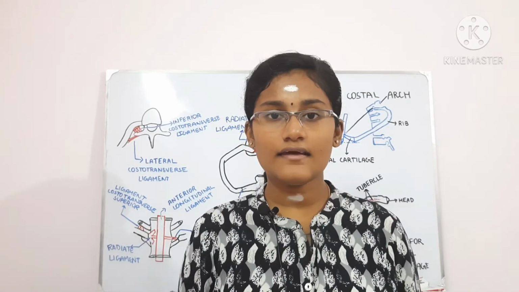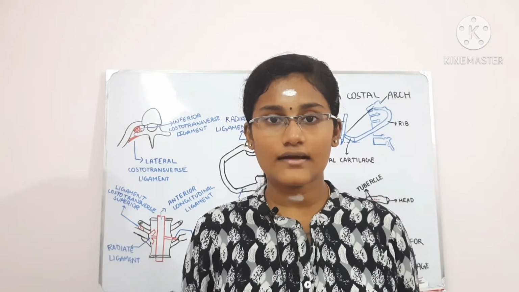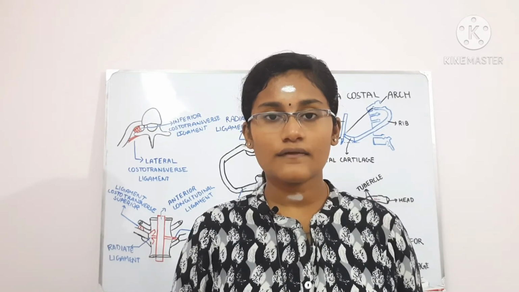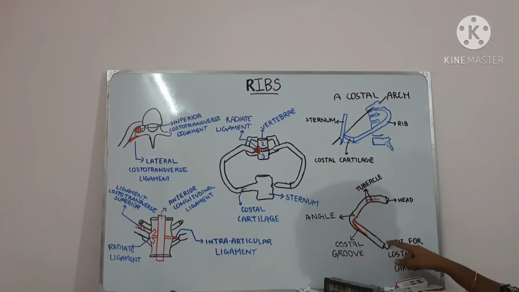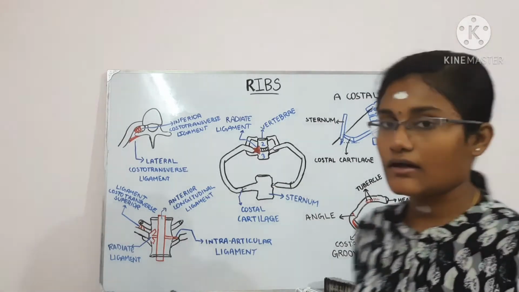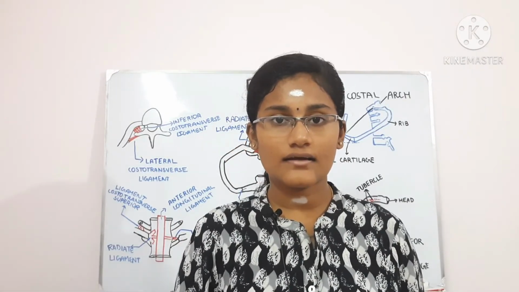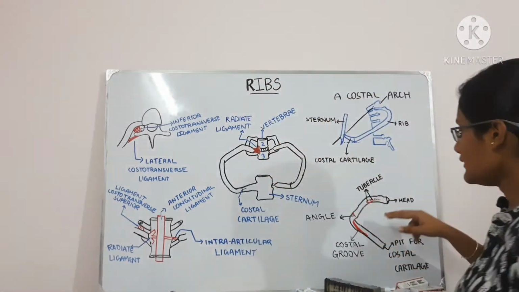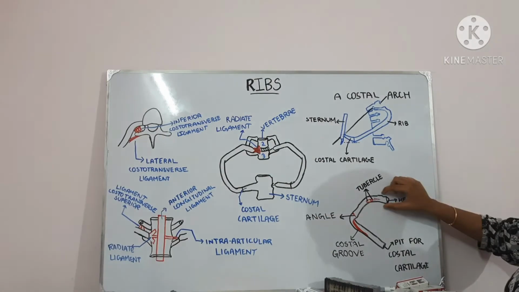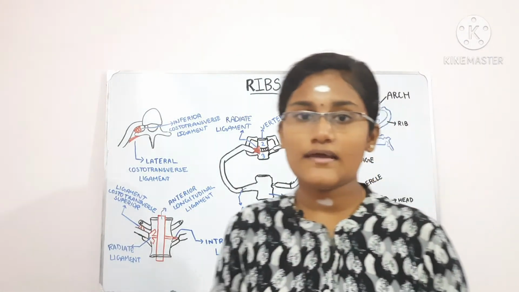Now let's divide the features of a typical rib into the anterior end, posterior end and the shaft. The anterior end is this part and it is concave and oval for the attachment with the costal cartilage. The posterior end is made up of three parts, that is the head, neck and tubercle. This is the head, this region is the neck and this is the tubercle. First let's talk about the head.